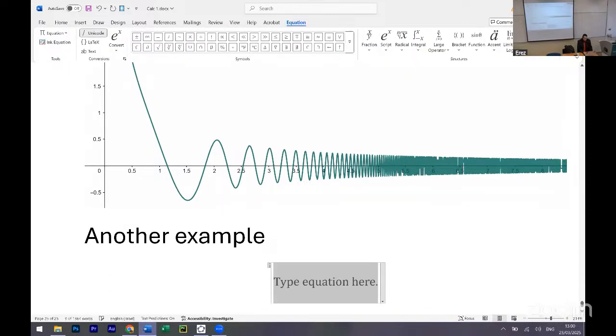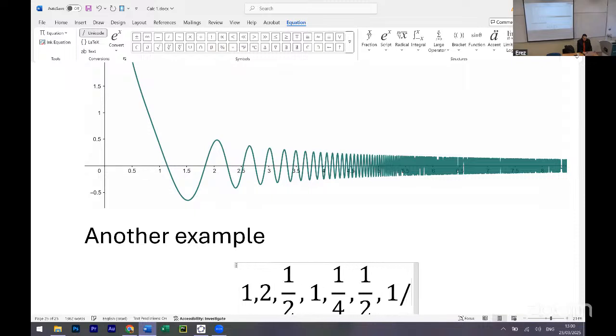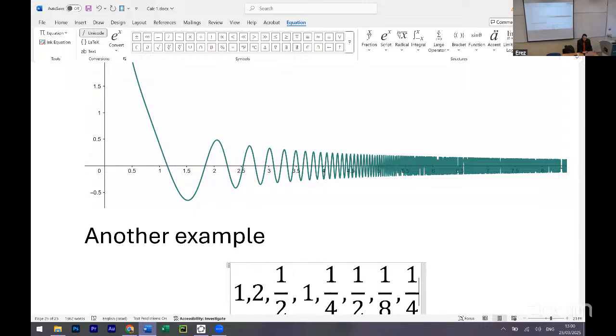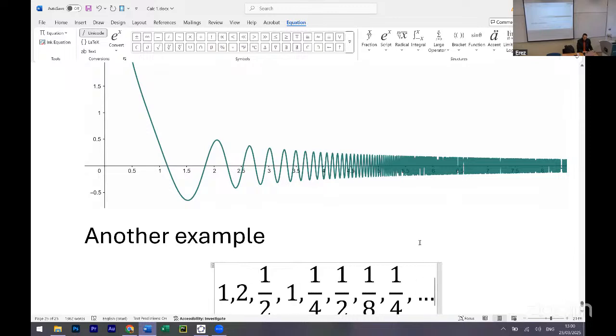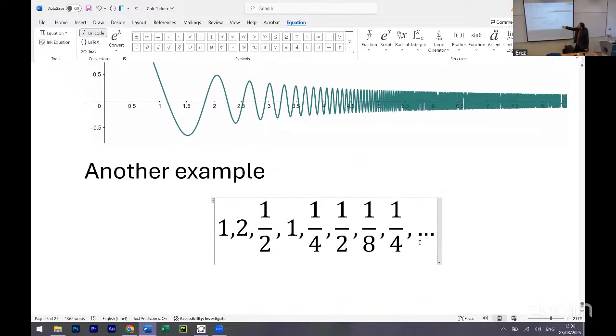I won't even bother with the formula. Say 1, then 2, then half, then half, then 1, then a quarter, then half, then 1/8, then a quarter. So in order for you to understand the formula in my head, I started with 1 and 2, and then each time I take half of, not the last number, but the one before it, right? So it's 1, half, a quarter, an eighth, and so forth.